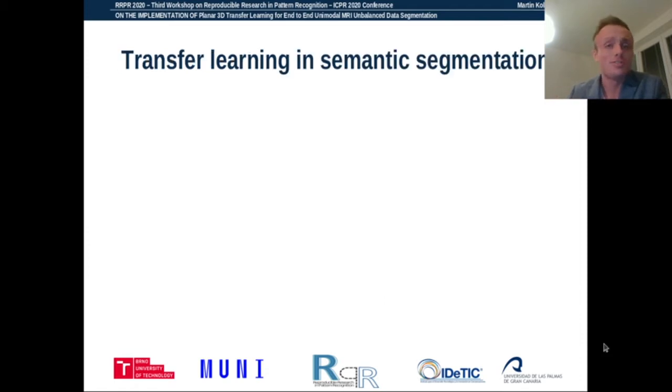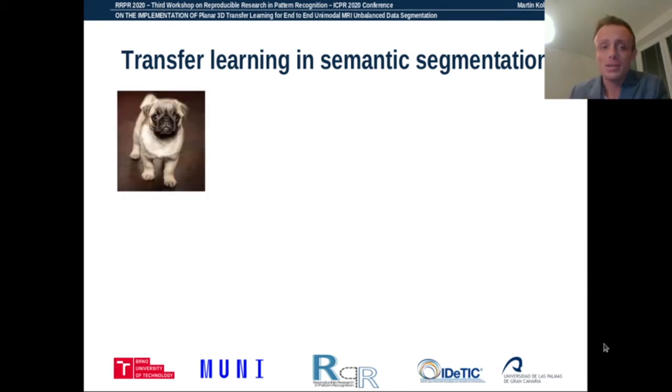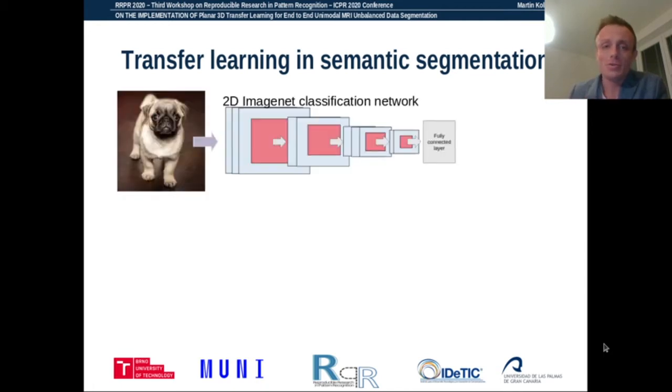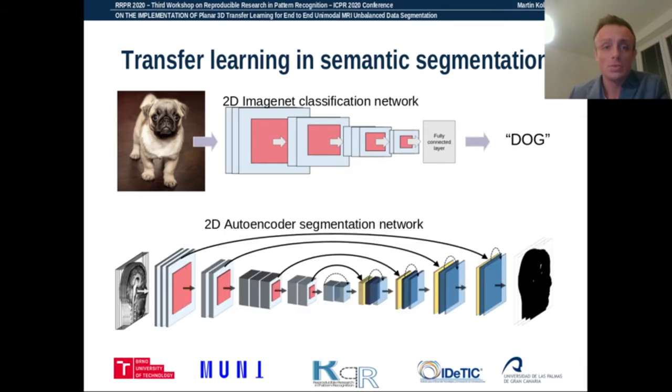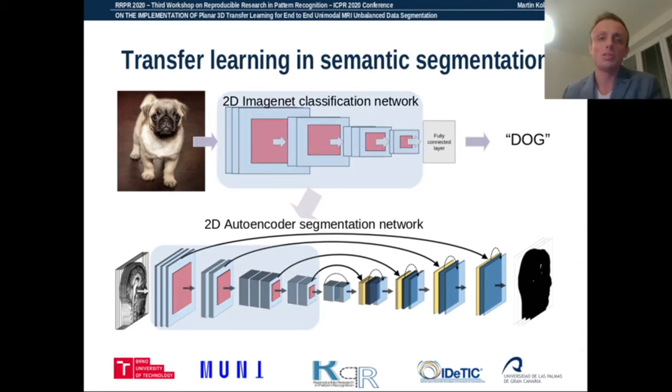Some motivation. How is transfer learning done usually in semantic segmentation? So, this is a photo of a dog, right? And we train a classification network to classify 2D images, usually an ImageNet dataset. And after it's trained, we can use those weights as an encoder part in an encoder-decoder segmentation network, and this approach works really well. But those are 2D images, right? What can be done for 3D convnets?